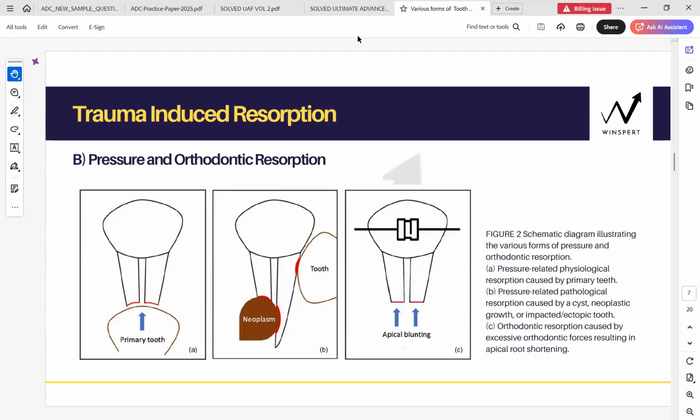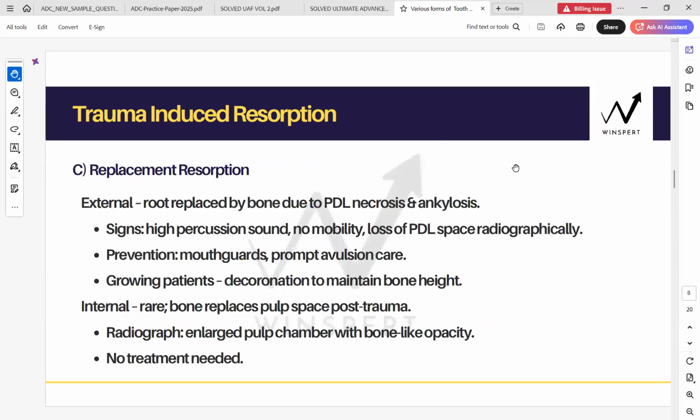Perfect. Let's do the third kind now, which is your replacement resorption associated with trauma. Again, two types, external and internal. The external one: the root gets replaced by bone due to pulpal necrosis and ankylosis. The clinical signs will be high percussion sound, no mobility. On radiograph, you will see the obliterated PDL space. And prevention is to prevent avulsion.